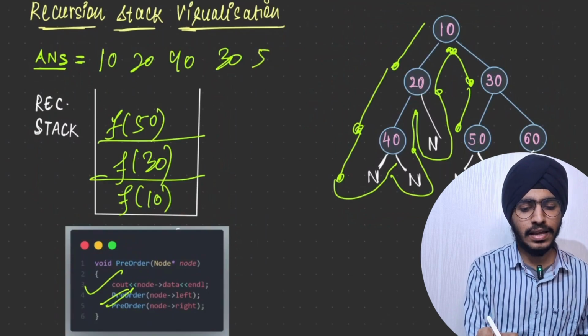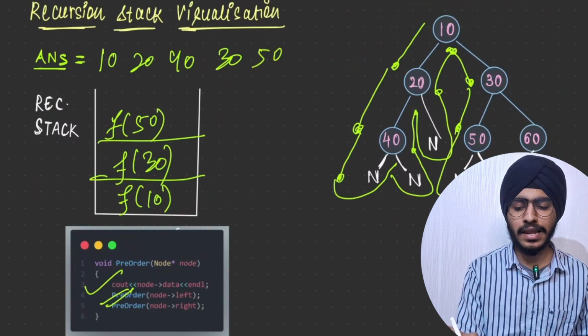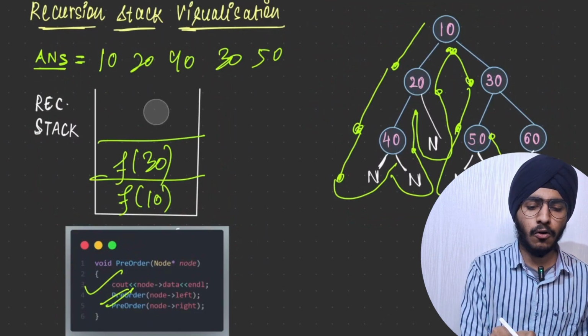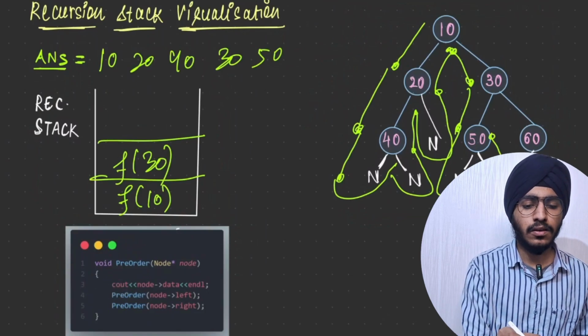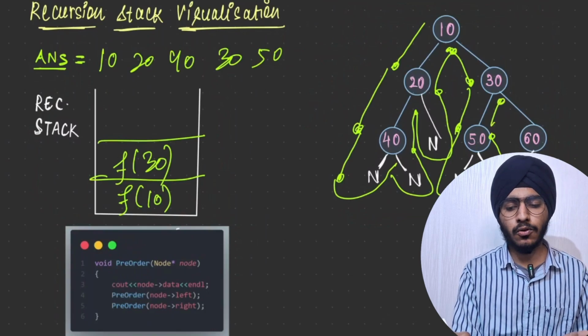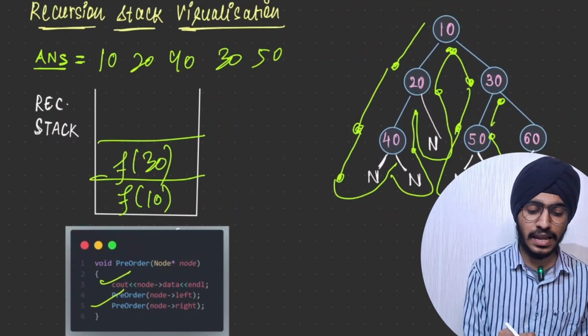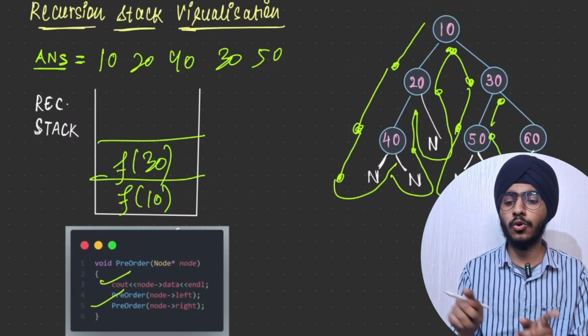We will print the 50 as usual. 50 will say call my left, nothing. Call my right, nothing. 50 is done. Pop it out from the stack. Since 50 is done, we will come back to 30. 30 will say where I was. I have been printed as well. My left is also completed. Now time to go to my right.